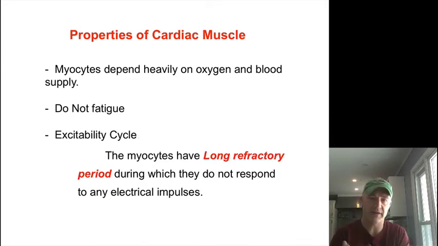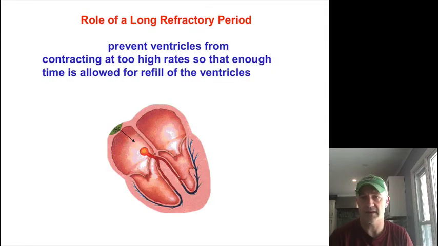Again, very dependent upon oxygen and good blood supply. These do not fatigue. We're going to see that cardiac myocytes, compared to skeletal muscle cells, also have a very long refractory period, so they can't self-stimulate and get a continuing contraction moving around in there. And again, that long refractory period means there is a mechanical speed limit to the heart as well.